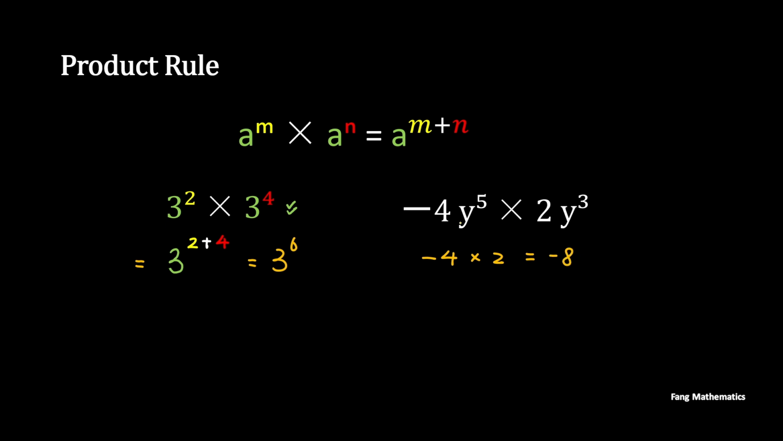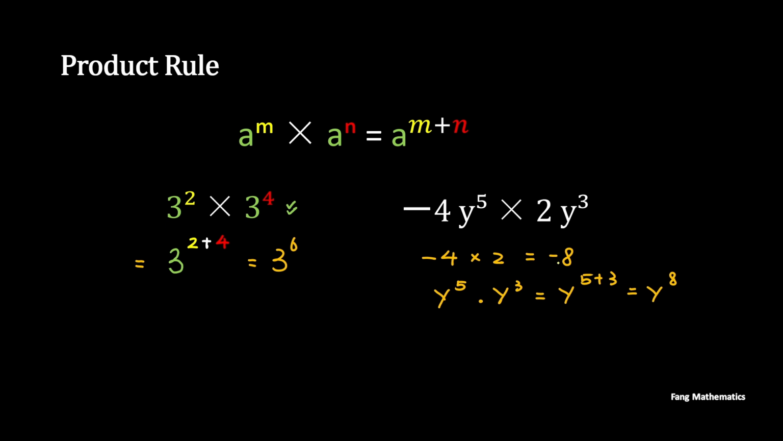Now we pick the y's we have. You have y to the power of 5 times y to the power of 3. Let's check. They are the same base, both y, and they are being multiplied together. This dot means multiplication. So you directly add the powers. Using the same base, y, and 5 plus 3, that gives you 8. So y to the power of 8.